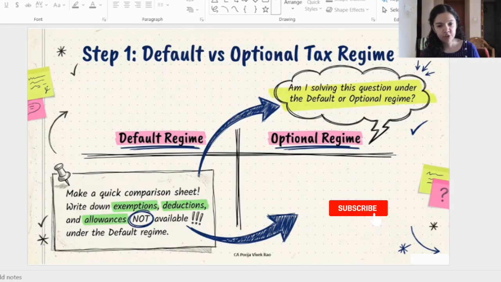This way, whenever you solve a salary question, your first question in your mind should be, am I solving this question under the default tax regime or the optional tax regime? Once you identify this, you can immediately recall which provisions are applicable and which ones you need to ignore.